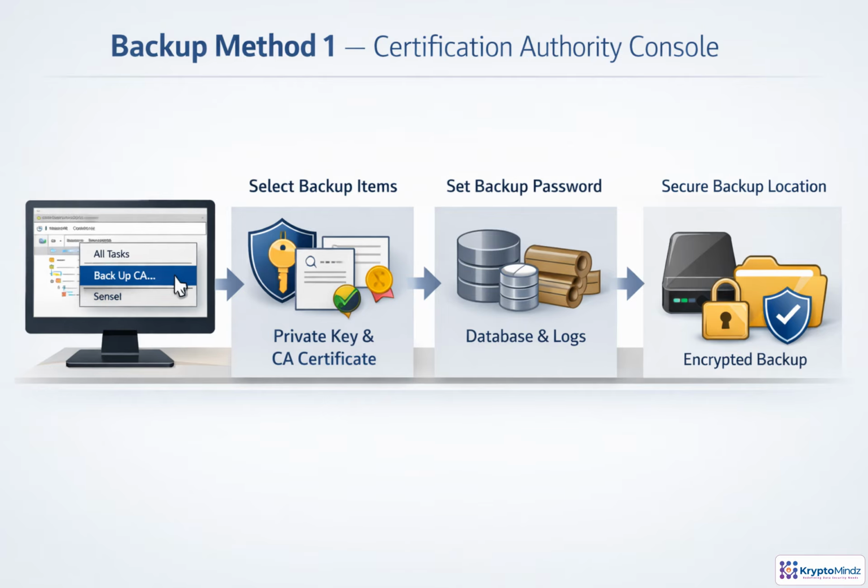The Certification Authority console gives you a guided way to capture everything the CA needs to survive a disaster. From the menu, launch the Backup Wizard and select the private key and CA certificate when they're available. Add the certificate database and its logs, so issued certificates and revocation data are preserved. Then set a strong password and store both the backup files and that password in secure, well-controlled locations.